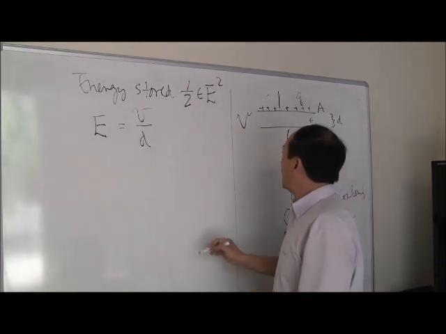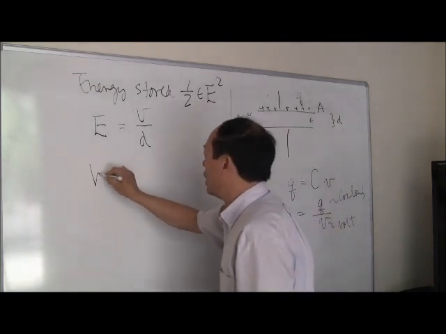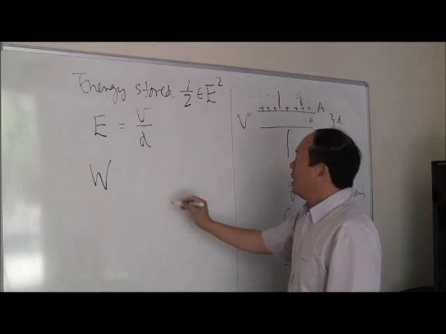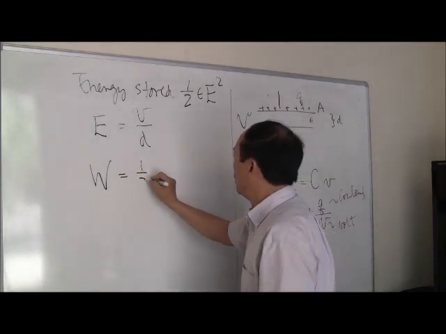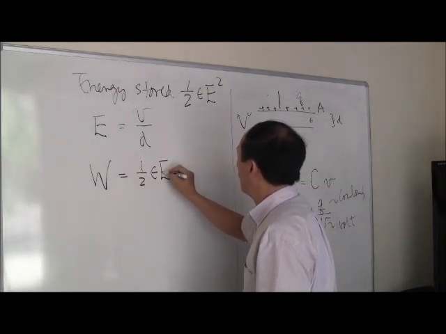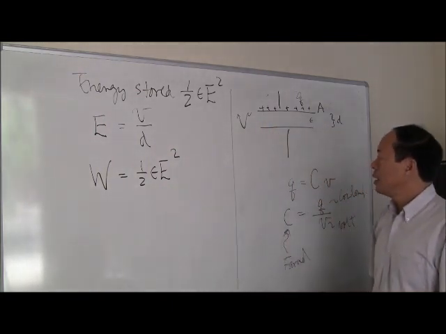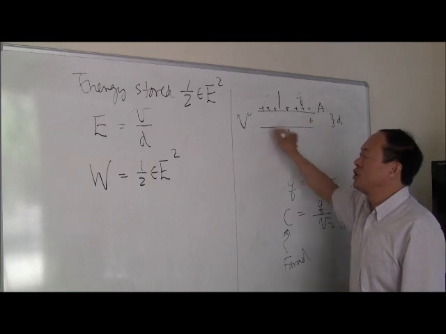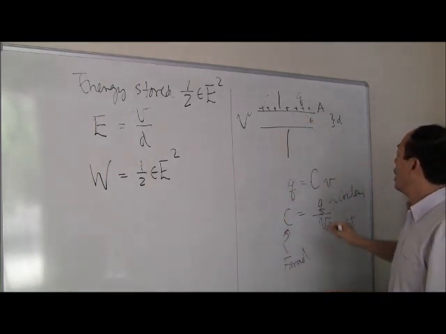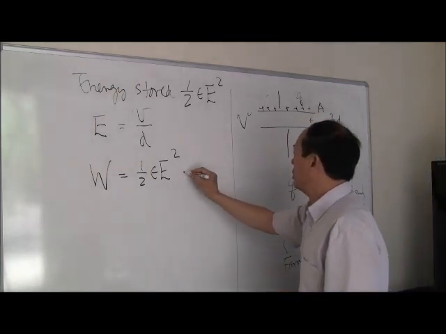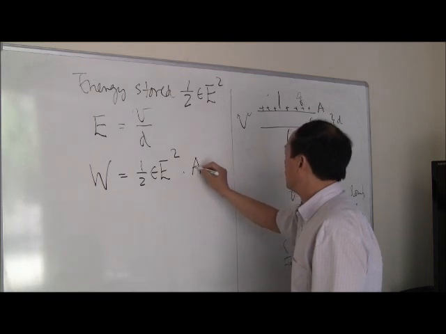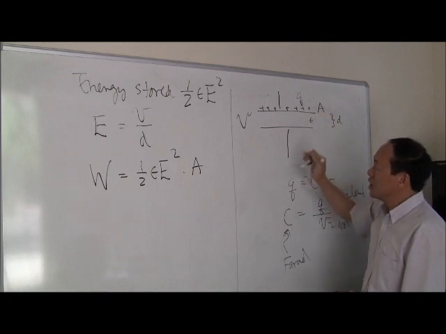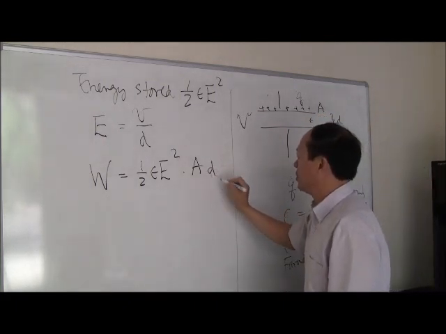So if you look at the total amount of energy, W, that is stored between the two capacitive plates, it is equal to the energy density, which is 1/2 of epsilon E squared. That's for each point in space, the energy density is 1/2 epsilon E squared. But the total volume of the space between the two capacitor plates would be equal to A times D.